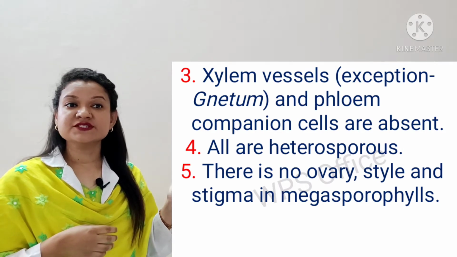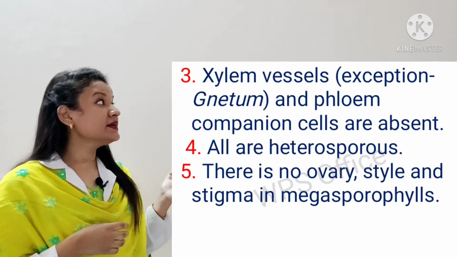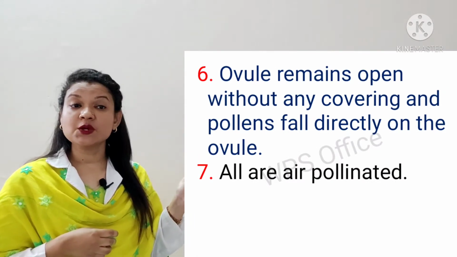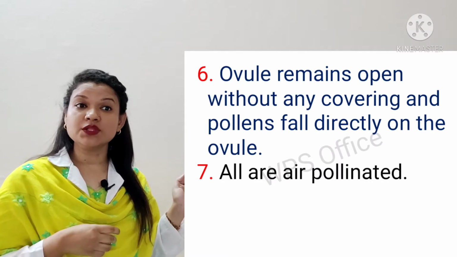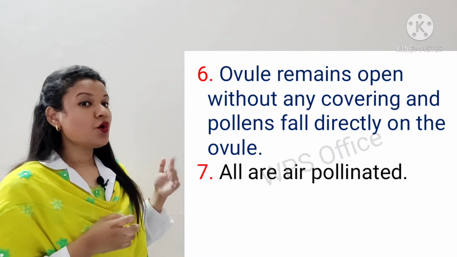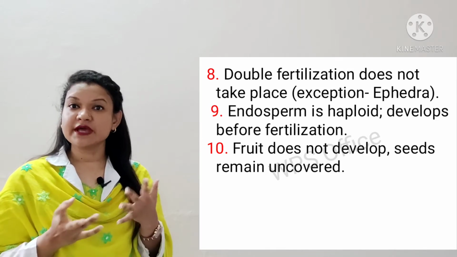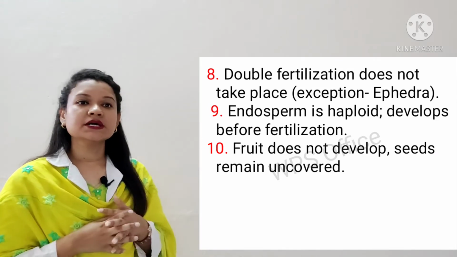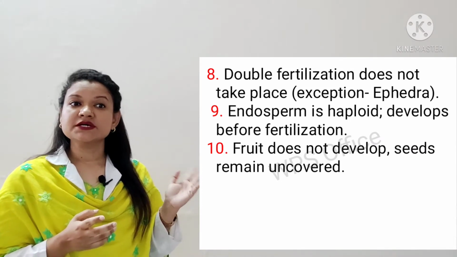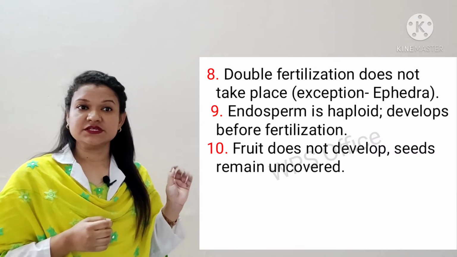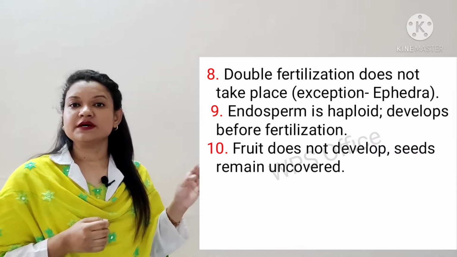Number 5, there is no ovary, style and stigma in the megasporophyll. Number 6, ovule remains open without any covering and pollen falls directly on the ovule. Number 7, all are air pollinated. Number 8, double fertilization does not take place, exception Ephedra. Number 9, endosperm is haploid and develops before fertilization. Number 10, fruit does not develop and seed remains uncovered.